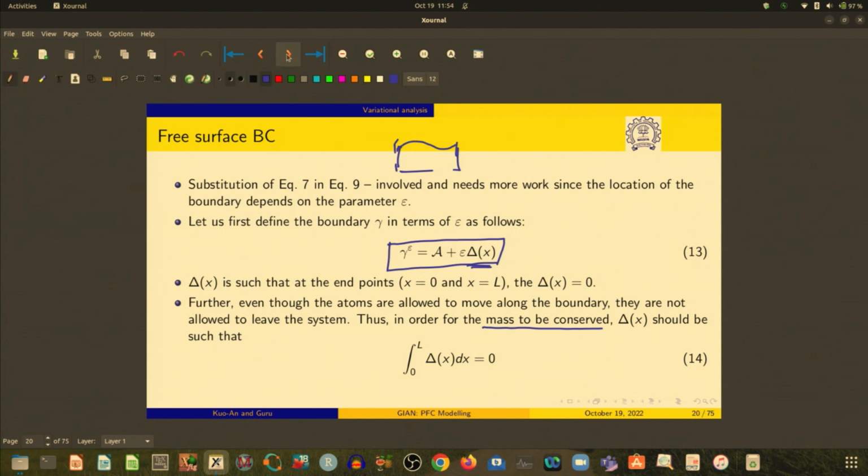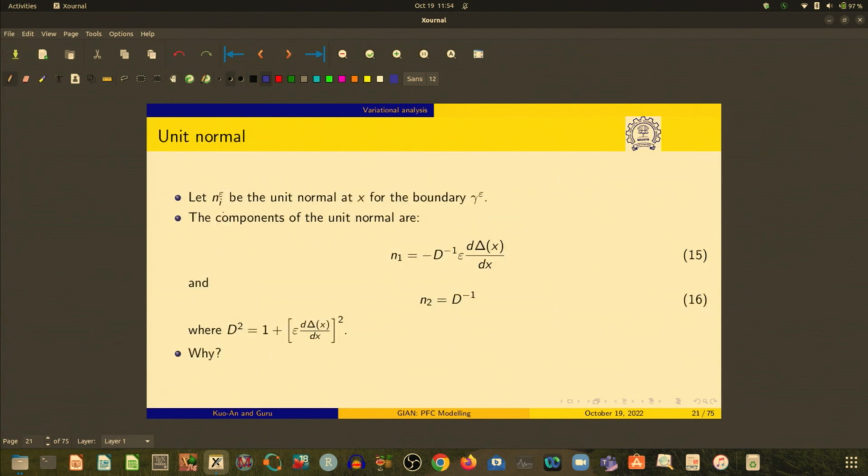Now starts the algebra. Let Ni epsilon be the unit normal at x for the boundary gamma epsilon. So, what do we mean? I have this, these are all capital gamma. Now, I have this interface, this is the x direction, and you can see that at different x the normal is different.